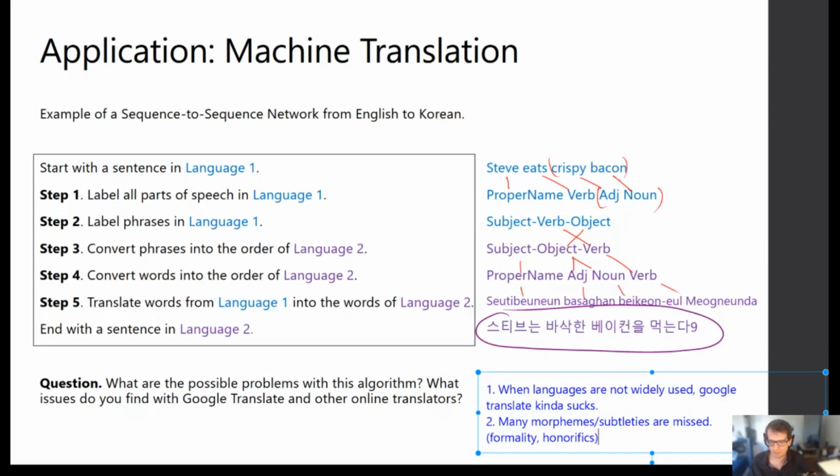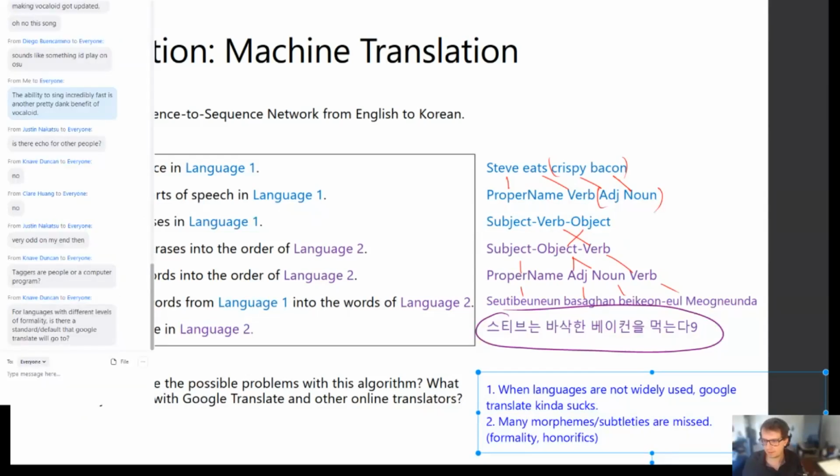Perfect for the question. For languages with different levels of formality, is there a standard default that Google will go to? Well, let's just take a look at that. So let's add a window capture here. Let's take a look at Chrome.